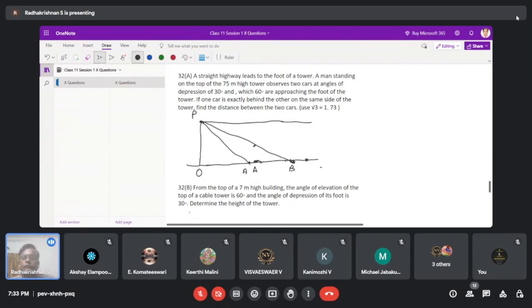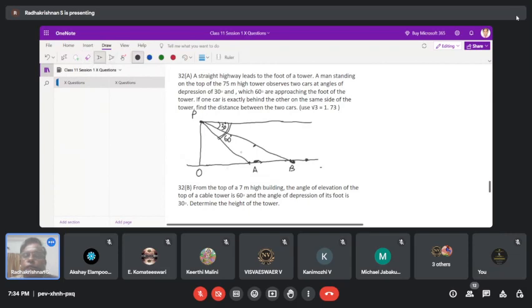So what is the angle of depression? The angle made with the horizontal here. This is one angle of depression and this is another angle of depression. So car B makes the smaller angle, right? One car makes an angle of 30, another car makes an angle of 60. So this is what is given to you. A and B are the two cars.